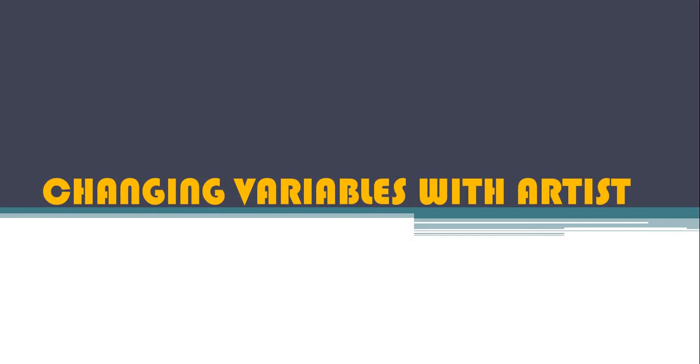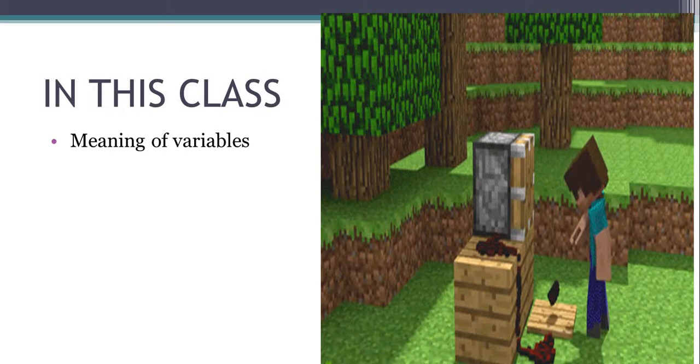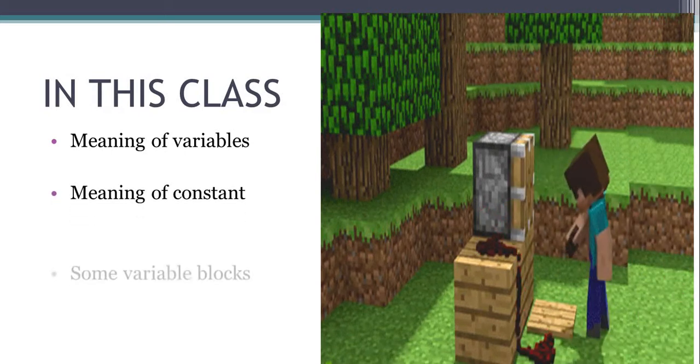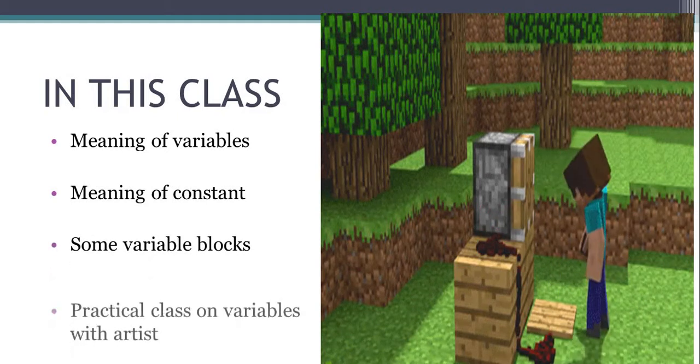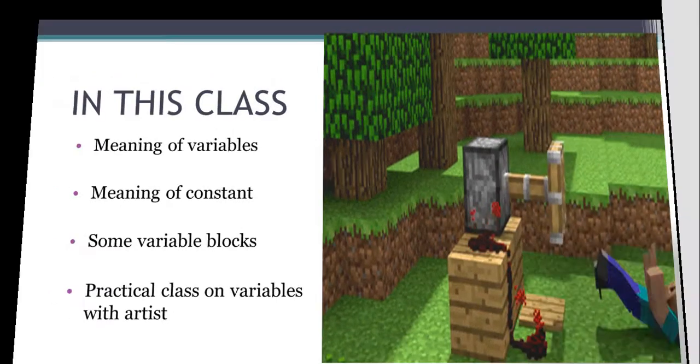And today's topic is changing variables with artists. Now last class we looked at changing variables with bee, but this time we'll look at changing variables with artists. Now in this class we'll also look at what variables are, the meaning of constants, some variable blocks, and a practical class on variables with artists.